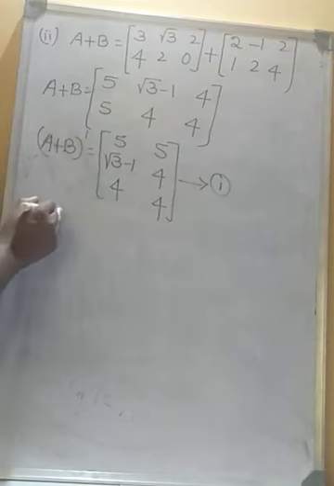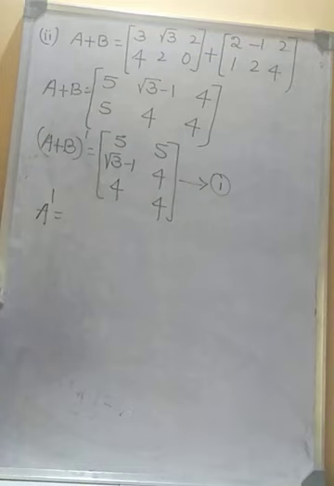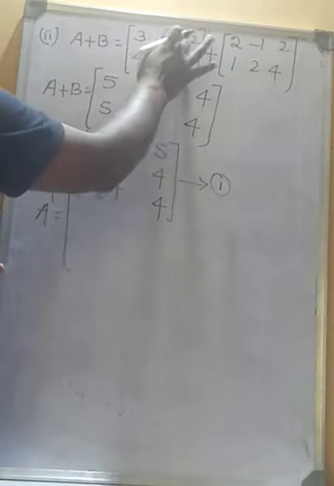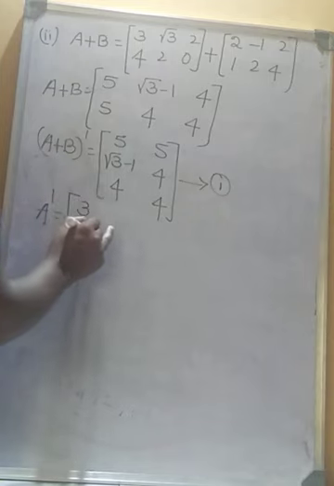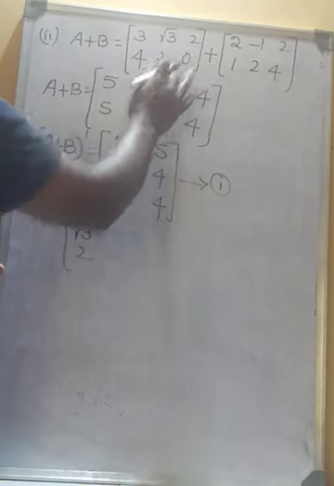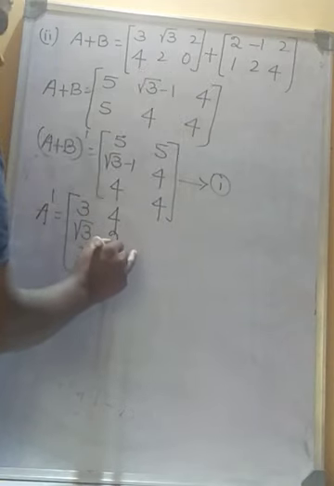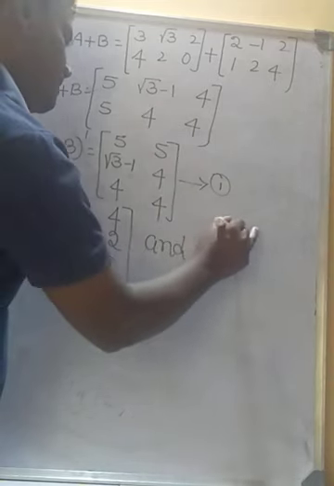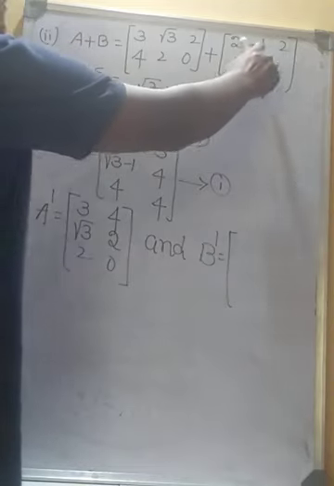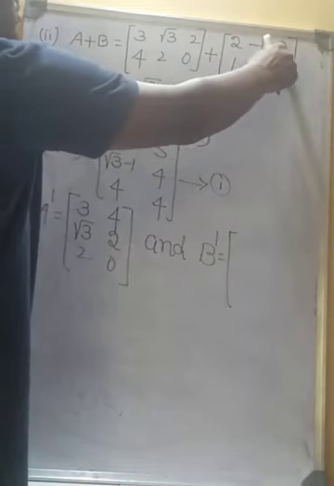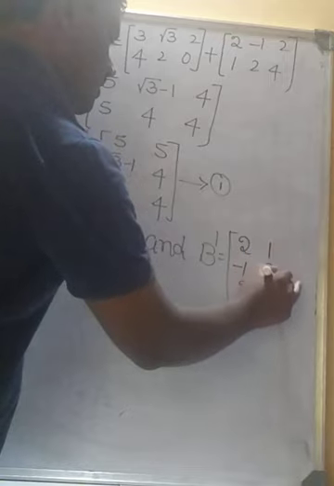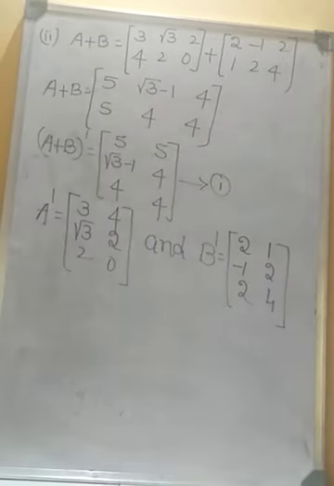The next, find A dash. You know matrix A is 3 root 3 2 4 2 0. Then A dash becomes 3 root 3 2, write in first column, second 4 2 0 write in second column. So A dash, and B dash. You know matrix elements B 2 minus 1 2 1 2 4, write in first column 2 minus 1 2, write in second column 1 2 4. So matrix B dash.